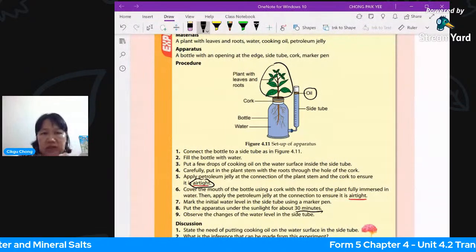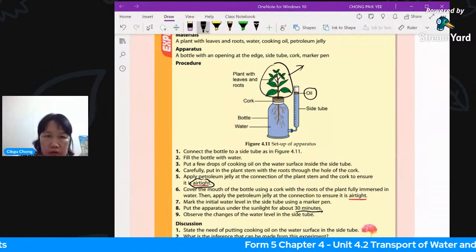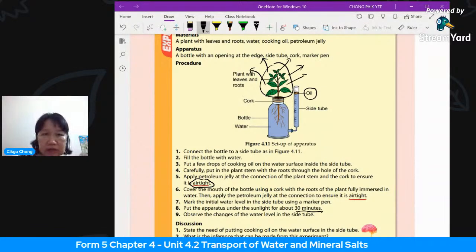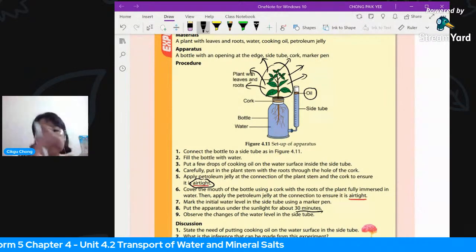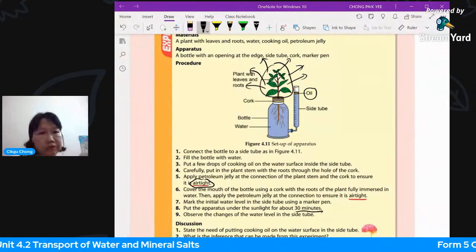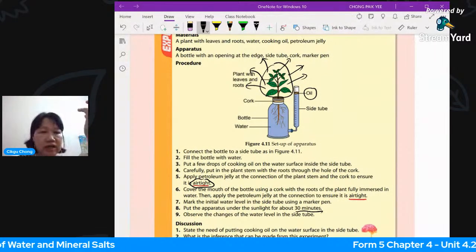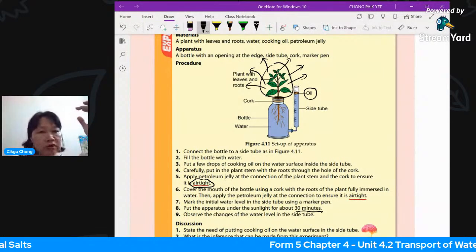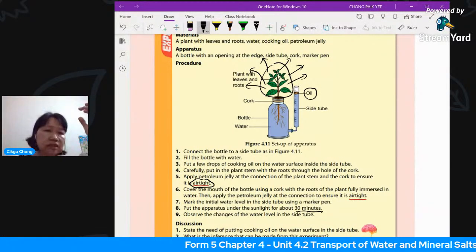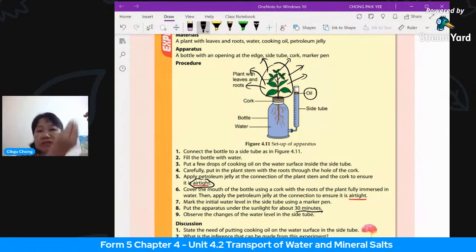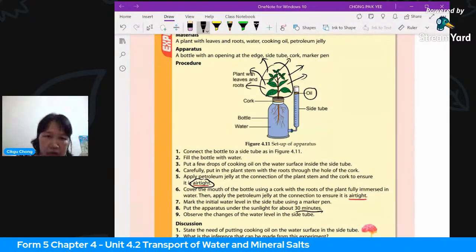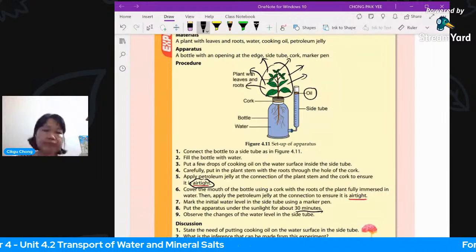Okay, instructions. So here, when water evaporates, this one you've seen in Form 3, remember two years ago, we learned about transpiration. So when water evaporates, the water will disappear from the leaves here, leaving some empty space. So the water from the root and also the stem will transfer up here, or water will be sucked up here, and you'll find this water level will drop. Okay, that is the observation here.